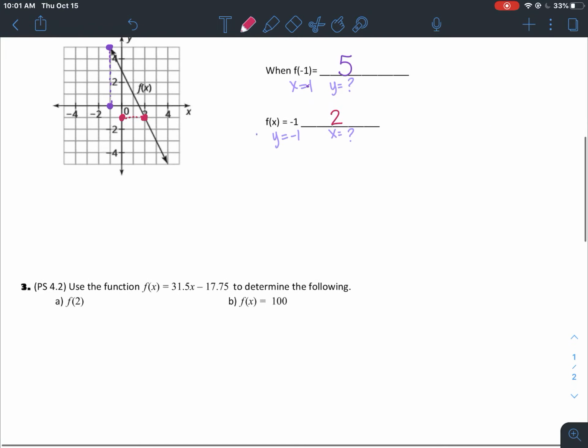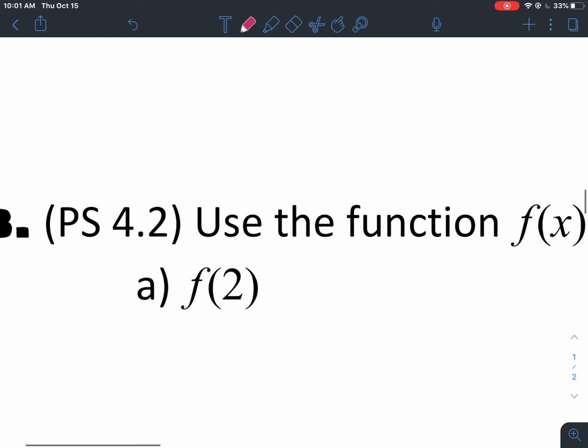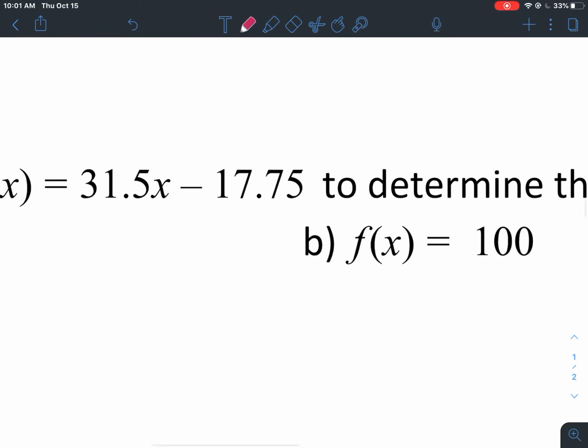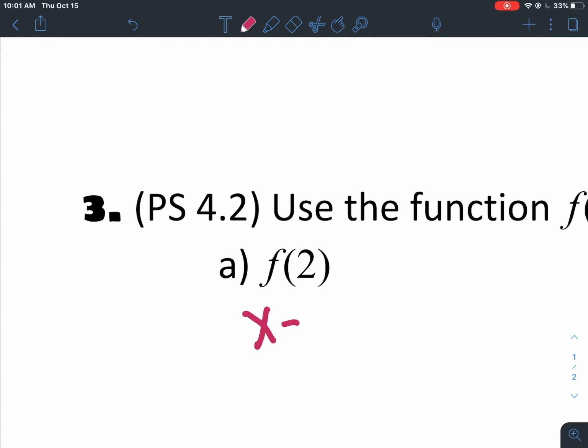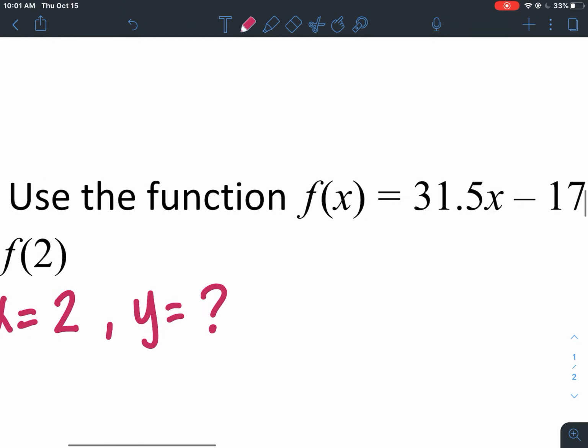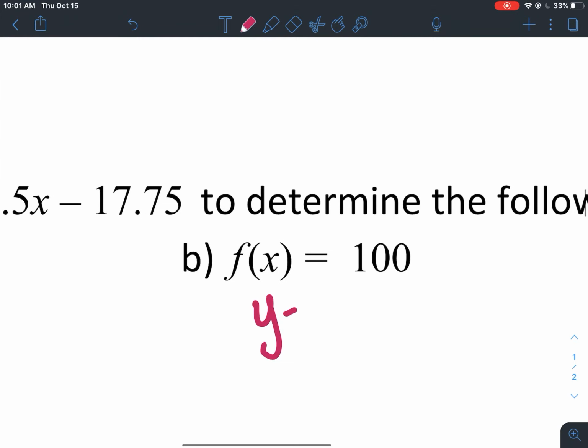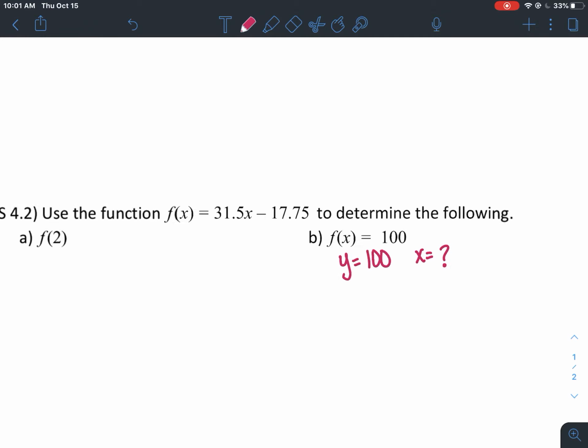And then for number 3, we'll use the function f of x equals 31.5x minus 17.75 to determine the following: f of 2 and f of x equals 100. Pretty similar to the last one in that this x equals 2, so we want to figure out what y equals. And this one, y equals 100, so we want to figure out what x equals.